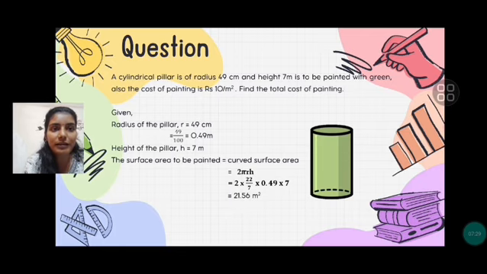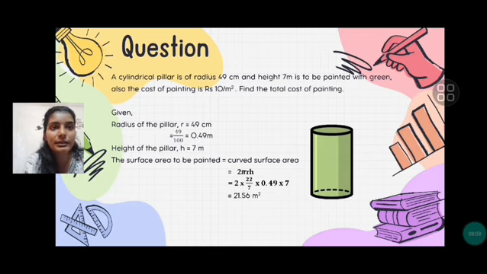So before substituting the radius, check the unit for it. Here the radius is given in centimeters and the height is given in meters. So we have to convert the radius to meters. 49 centimeter we have to convert to meters. Divided by 100, we will get 0.49 meters. Then substitute the value in the place of r. So we have 2 into 22 by 7 into 0.49 and the height is equal to 7 into 7. When we multiply this, we will get the curved surface area as 21.56 meter square.